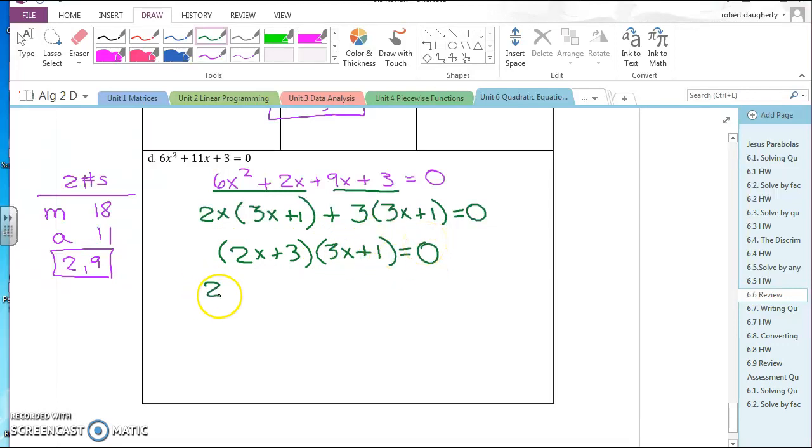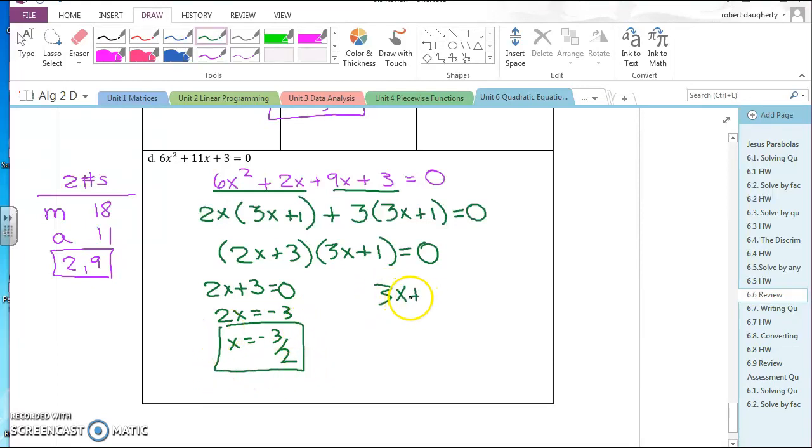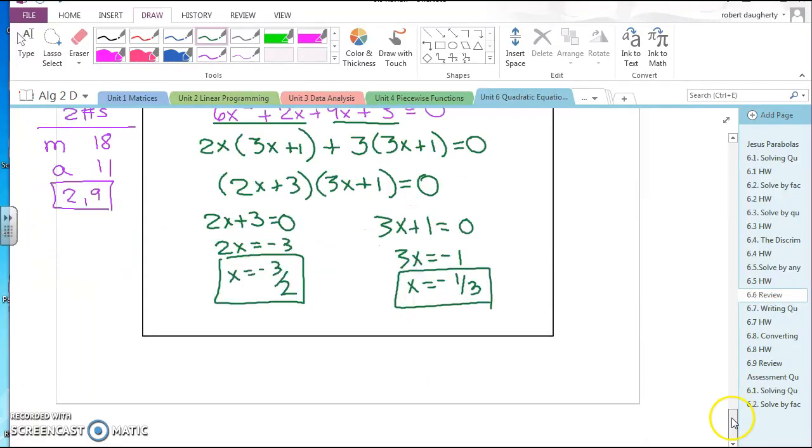Set each factor equal to 0. So 2x equals -3, x equals -3 halves. That's one solution. 3x plus 1 equals 0. 3x equals -1, x equals -1/3. That is the second solution. So I've solved this particular one by factoring, and that is the end of the review.